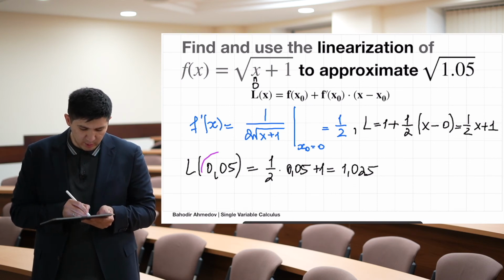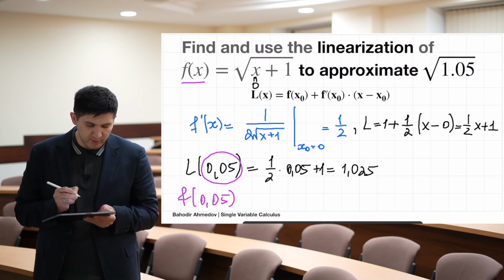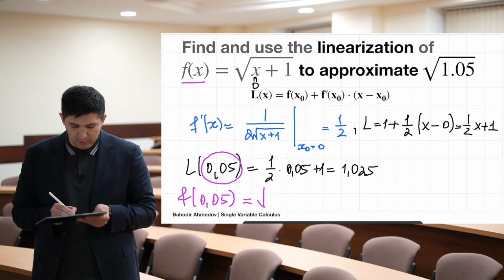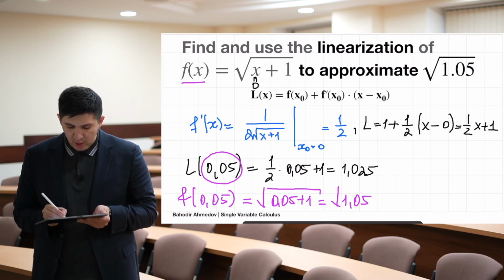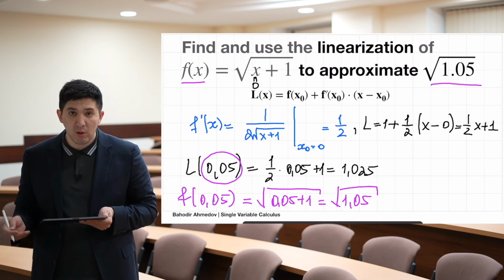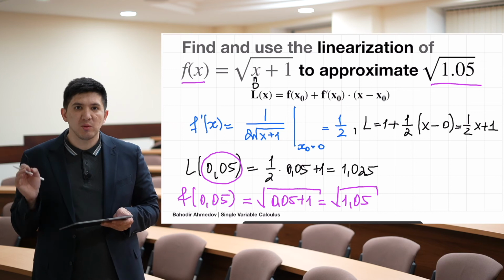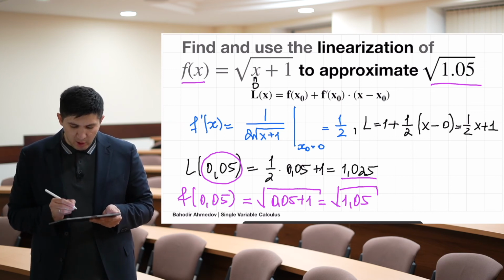So f of 0.05, here's our function. If you substitute x with 0.05, what you get is the square root of 0.05 plus 1, which is the square root of 1.05, right? So you obtain the square root of 1.05 from your function if you substitute x to be equal to 0.05. Okay, so this is going to be our approximation.